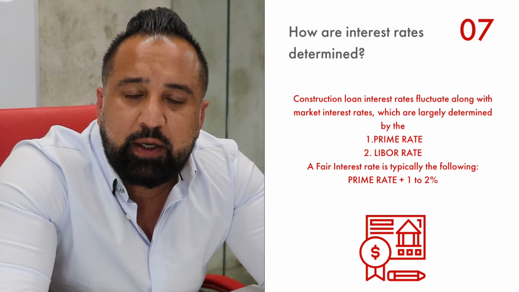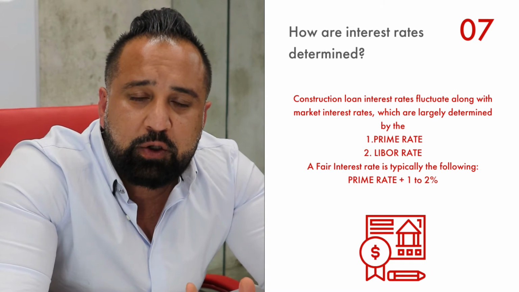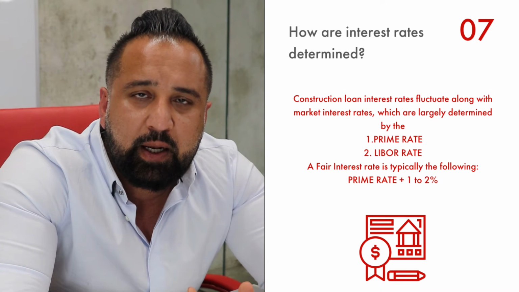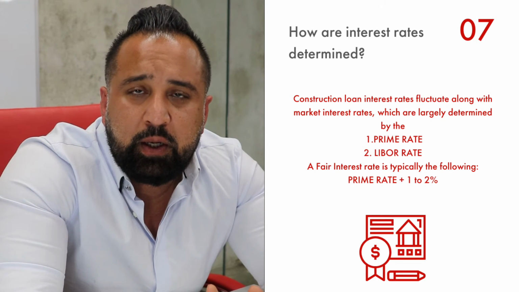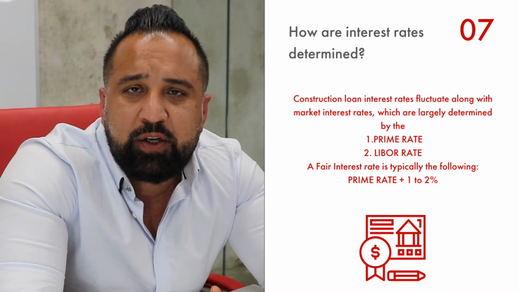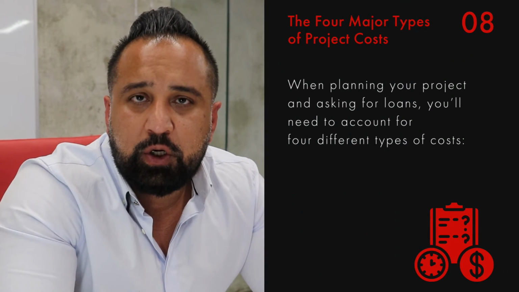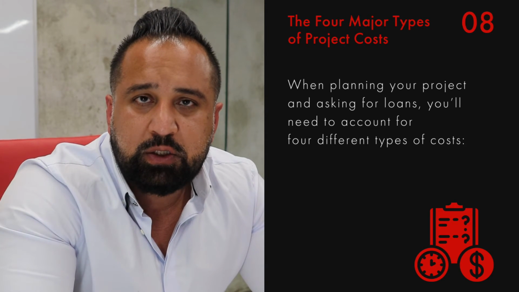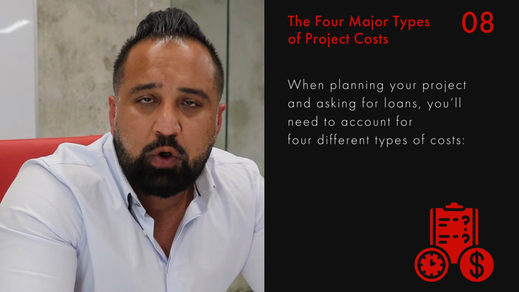Next, we'll look into how construction loan interest rates are determined. They usually fluctuate with the market interest rate, which is typically determined by the prime rate and the LIBOR rate. A fair interest rate is typically the prime rate plus 1 to 2%. When planning for a project or looking to get a loan secured, it is very essential to assess the total amount of costs that occur for your project. There are four major costs that we'll go into.